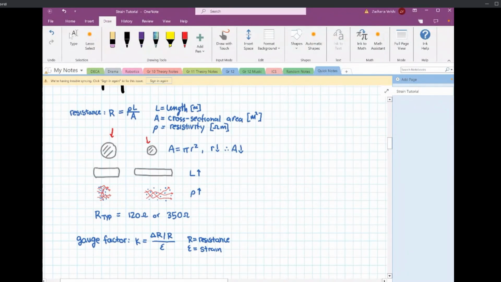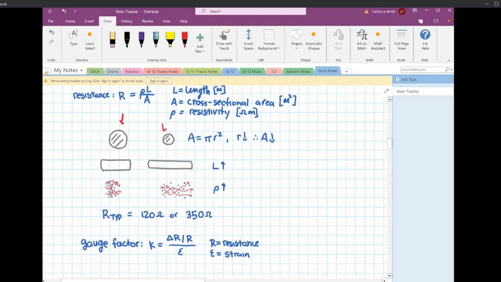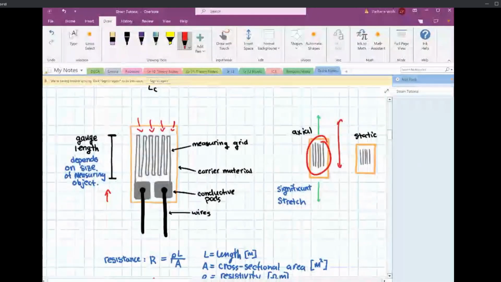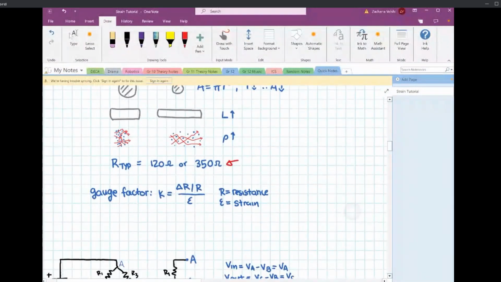Typically for strain gauges, you'll see a resistance of 120 or 350 ohms as a base value. That doesn't mean that if you get two strain gauges, one 120 and one 350 base ohms, they're going to behave differently or the same. That depends on the gauge factor of the strain gauge, which is one of the main properties you'll see when buying strain gauges. They're going to list the typical resistance, the gauge length, and the gauge factor. Those are the three main things.